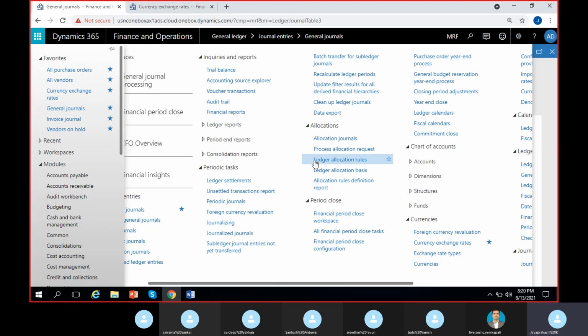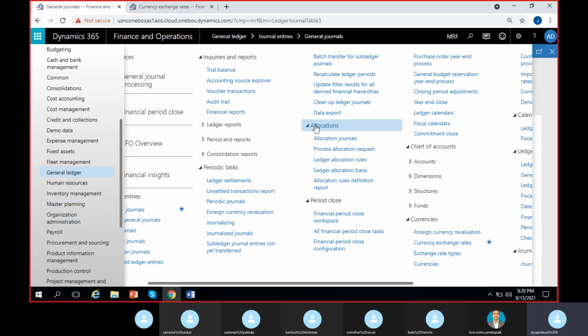Previously, we used to follow 3 steps starting from here. But for the basis method, we have to begin with ledger allocation basis first, then ledger allocation rules. Okay, do not confuse the names. So first we start with ledger allocation basis. Write down the navigation: general ledger, allocations, ledger allocation basis.